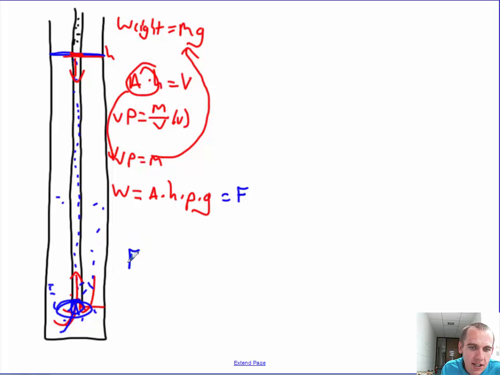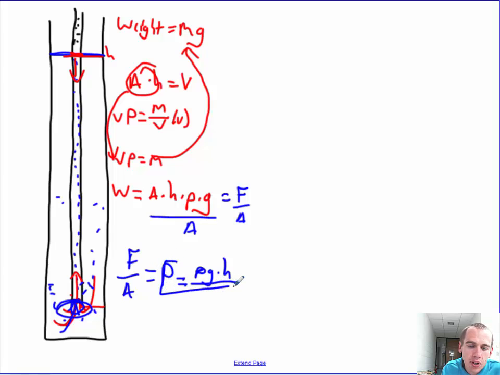So the force is acting over an area of the tube, which means if I divide this side by A, I have to divide this side by A. So force over area, which is equal to pressure, a capital P, is equal to rho, the density of the fluid, times g, the acceleration due to gravity, times h, the height of the column, and the A's cancel. Now this right here, pressure equals rho g h, is an incredibly simple and powerful tool. It's interesting that the pressure of this column of water does not depend on the overall area of the tube. It only depends on the density of the fluid, the acceleration due to gravity, and the height of the column.